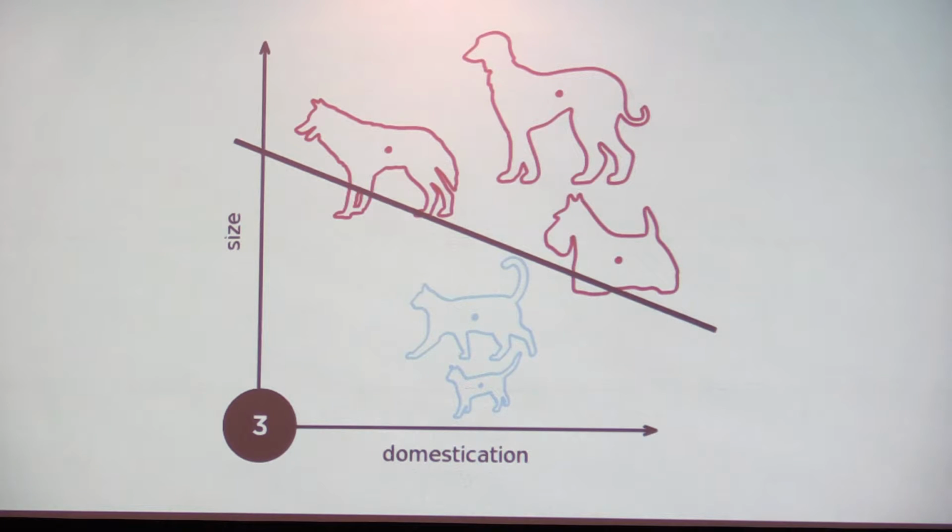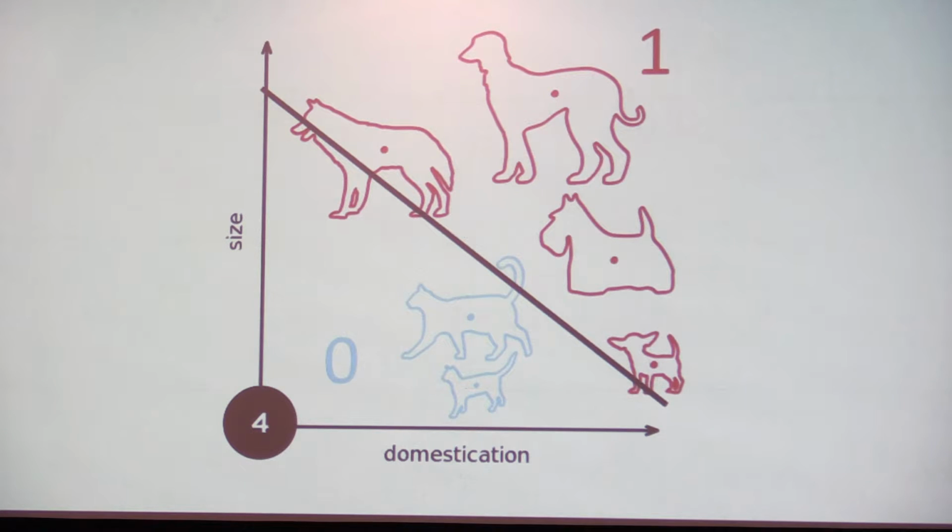And so as you're going through, you're adjusting this line. You receive more training examples. And once you've received all the training examples, then you should have a line that separates the data as best as possible.